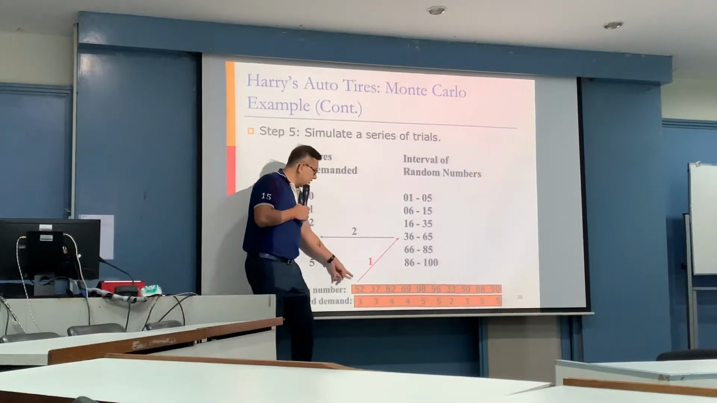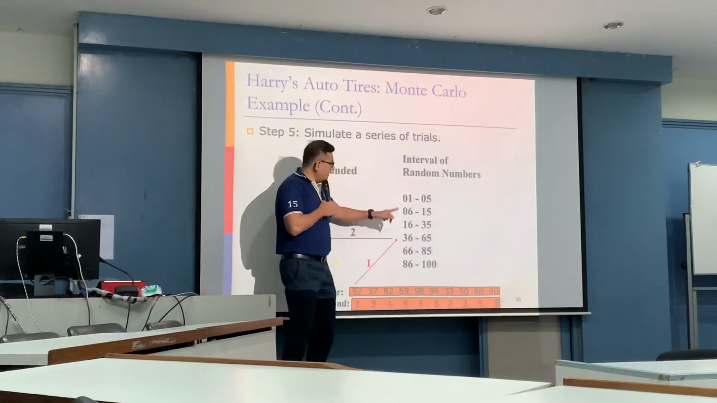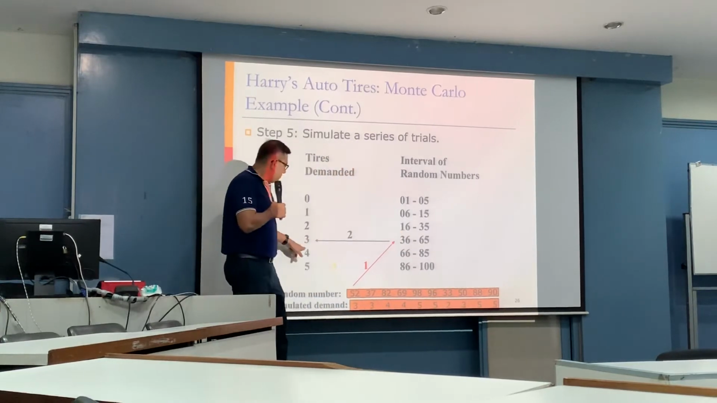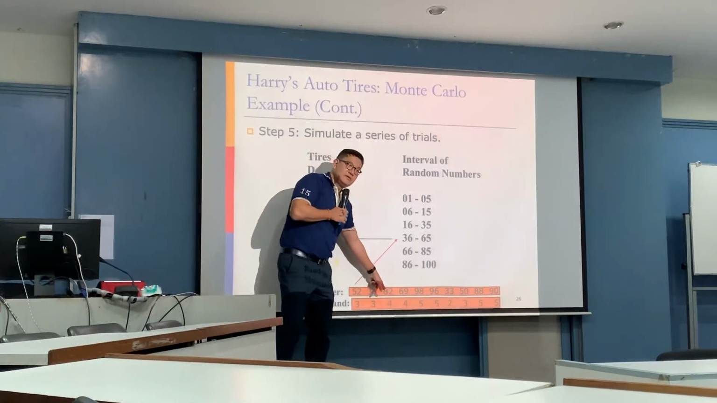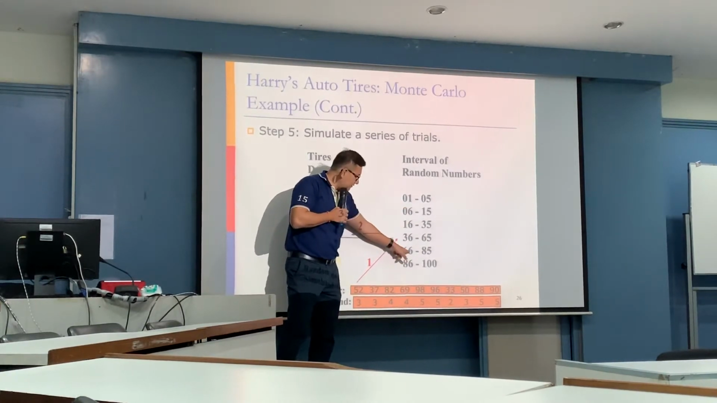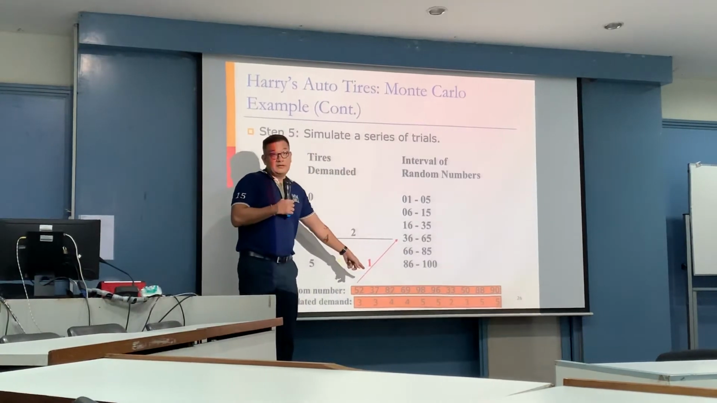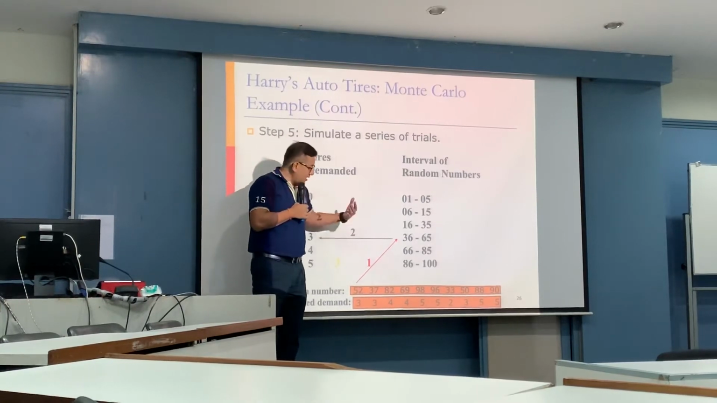The next number is 37, the demand for the next two days. Again, I check with the ranges. 37 is in this range, right? Demand also equals 3. The next number is 82. You check the ranges: 82 is in the range 66 to 85. Demand equals 4. Something like that. So we have 10 random numbers, so you have 10 demands.